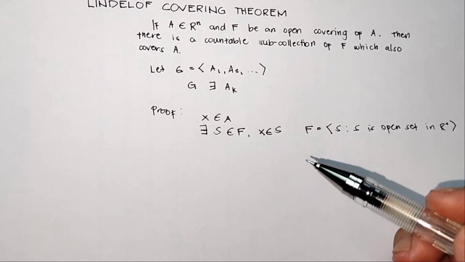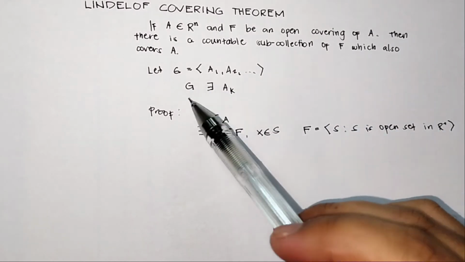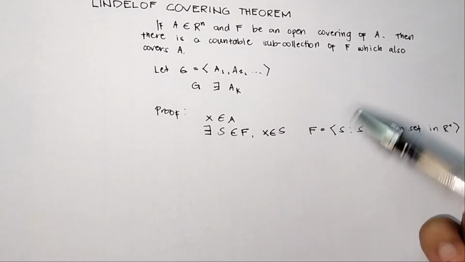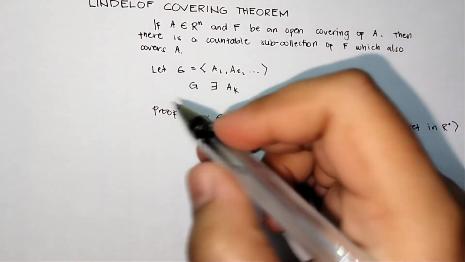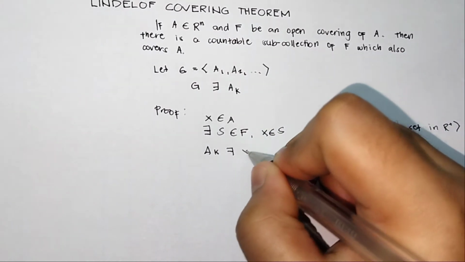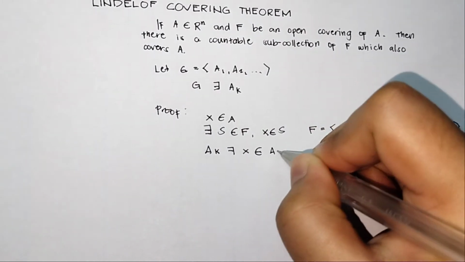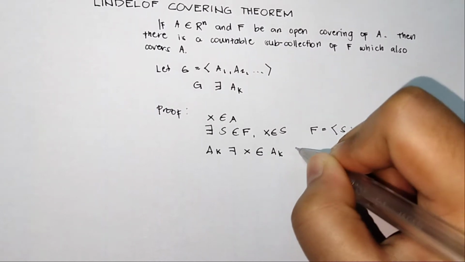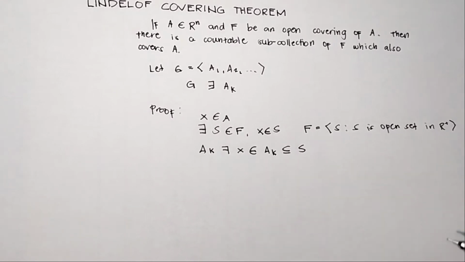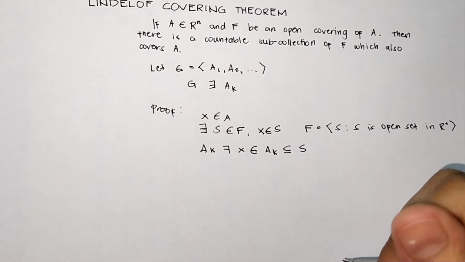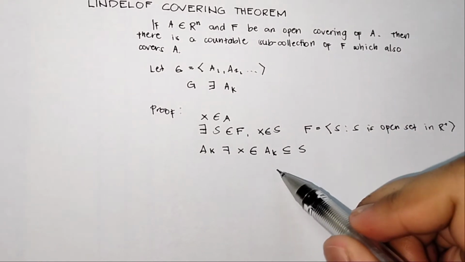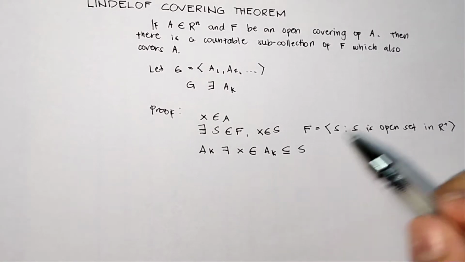And we know that in G there exists A_K such that x is an element of A_K, a subset of S, because x is an element of A. Because x is an element of A, x is also an element of A sub K, and A sub K is a subset of S.